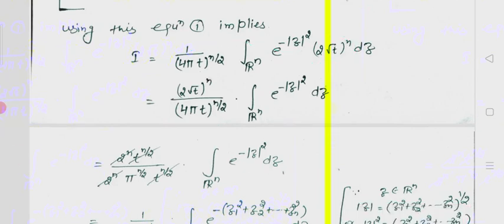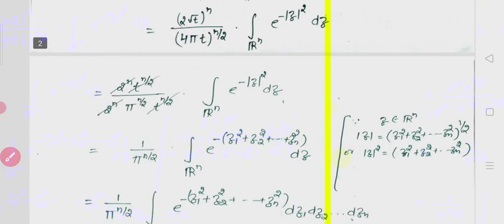Now when you simplify this one, the outer term is 2 raised to power n t power n by 2, and the denominator term is 2 raised to power n pi raised to power n by 2 into t raised to power n by 2. The same terms will be cancelled out, numerator and denominator, right? And we are left with the integral of e raised to power minus mod z square over R n. So z belongs to R raised to power n.